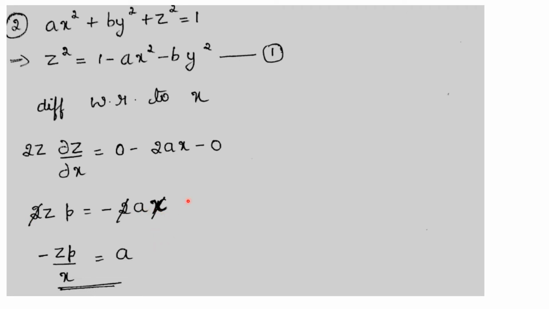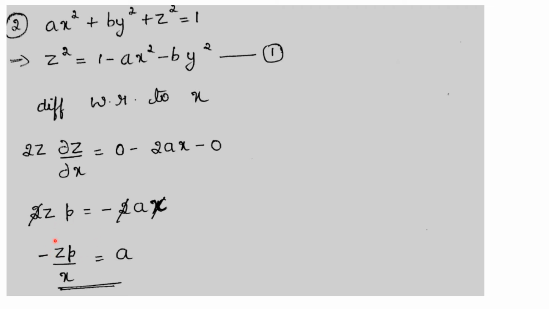X is not cancelled here. Just 2 is cancelled. So you get zp is equal to minus ax. We have to substitute in equation 1 for the value of a, so we'll find what a is equal to from this. Therefore, a is equal to, take x to the LHS, so that gets divided in the denominator. So you get a is equal to minus zp by x.